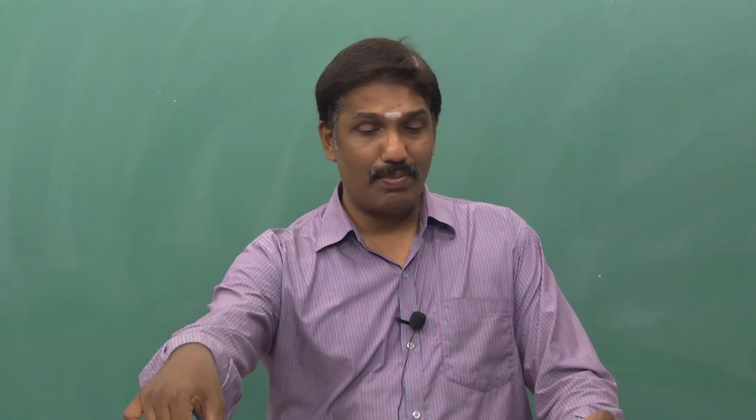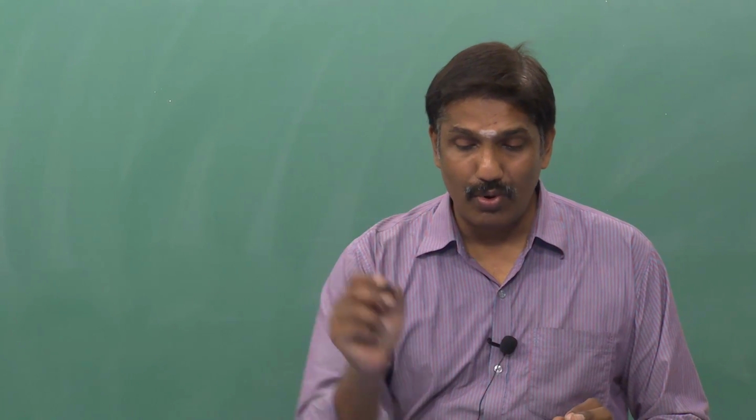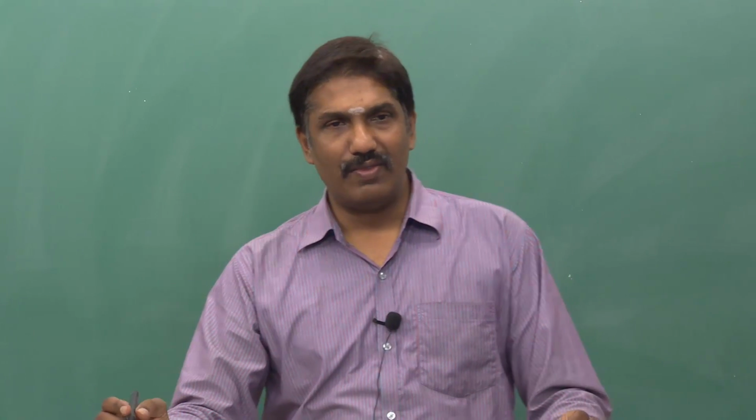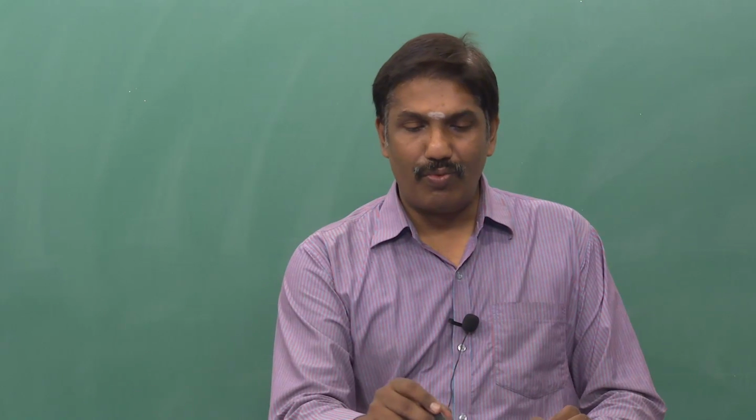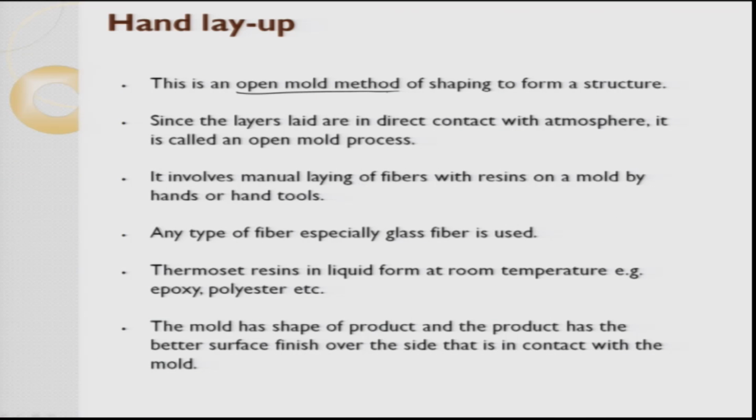Okay. So, hand layup is one process which is an open mold process, wherein we are more focused on only one surface where you want to have a smooth surface finish. Hand layup is an open mold method for shaping, to give a form to a structure. Since the layers are laid in direct contact with the atmosphere, it is called an open mold process. Predominantly open mold process is a manual process. So, here the fibers are manually laid.